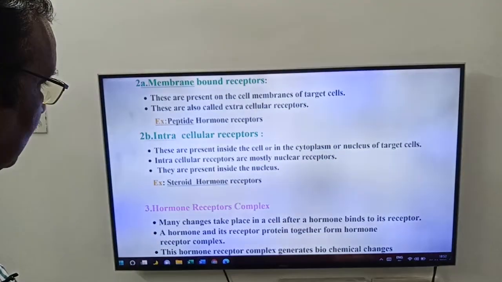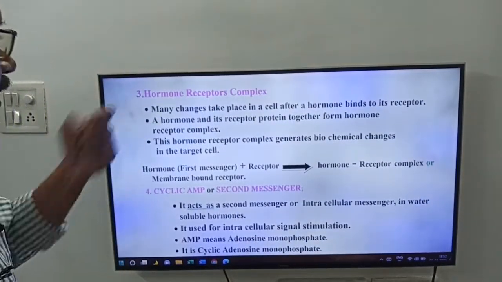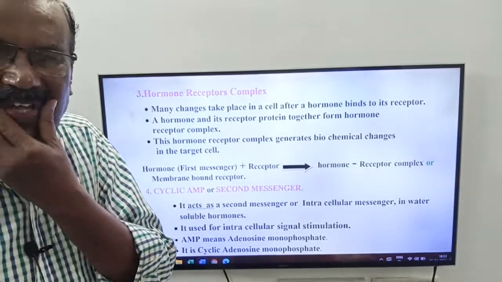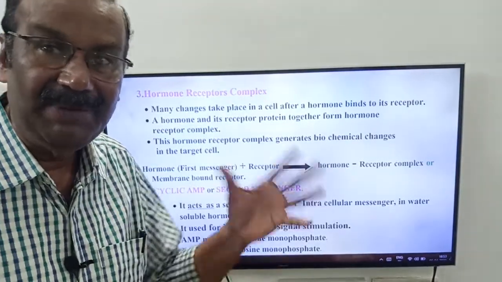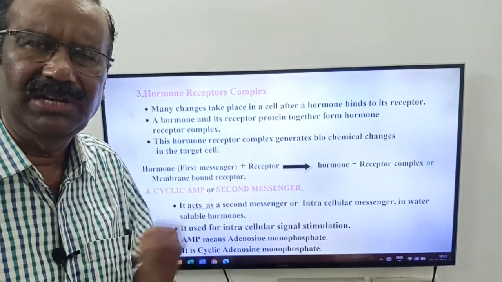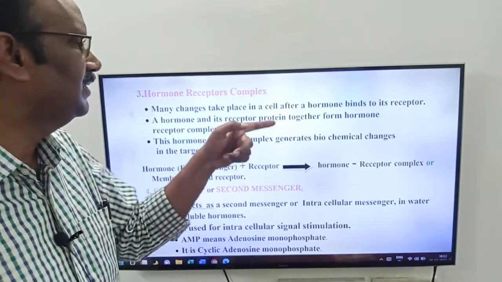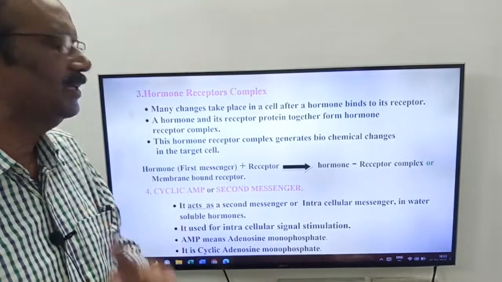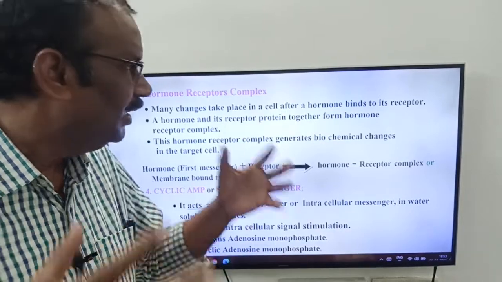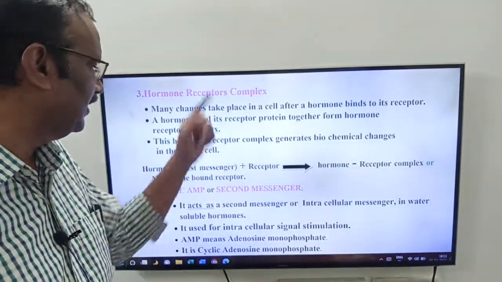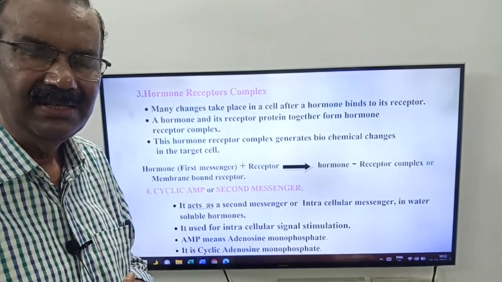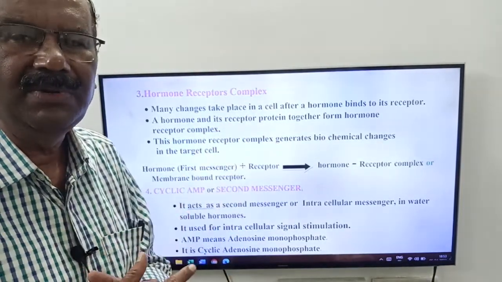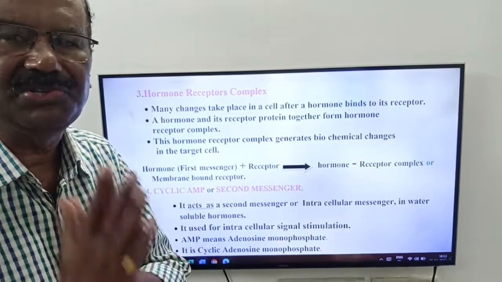Now come to hormone receptor complex. See friends, many changes take place in a cell after a hormone binds to its receptor. You know, friends, hormone is the first messenger. When it binds to its receptor, either an extracellular receptor or intracellular receptor, many changes take place in a cell. This hormone and its receptor protein together form a hormone receptor complex, that is HRC, friends.